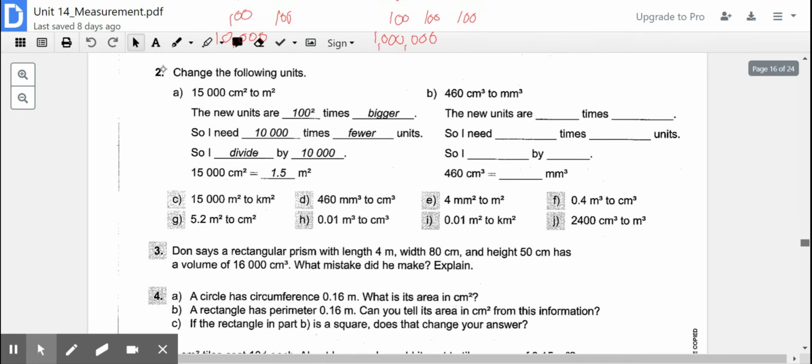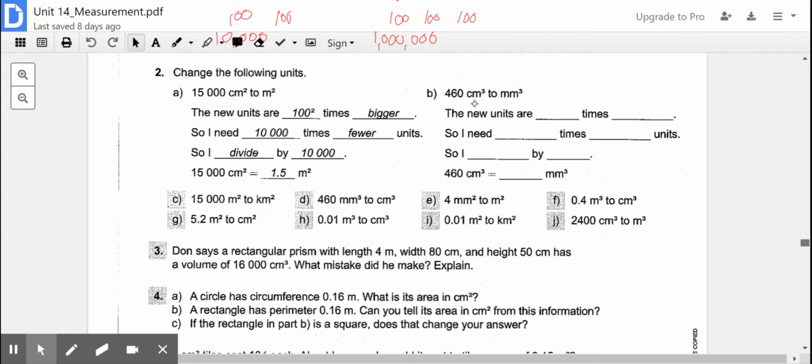Question 2 says, change the following units. 15,000 centimeters squared to meters squared. Well, the new units are 100 squared times bigger. So I need 10,000 times fewer units. So I divide by 10,000. 15,000 centimeters squared equals 1.5 meters squared. So I'm actually working in reverse of what I was doing before.